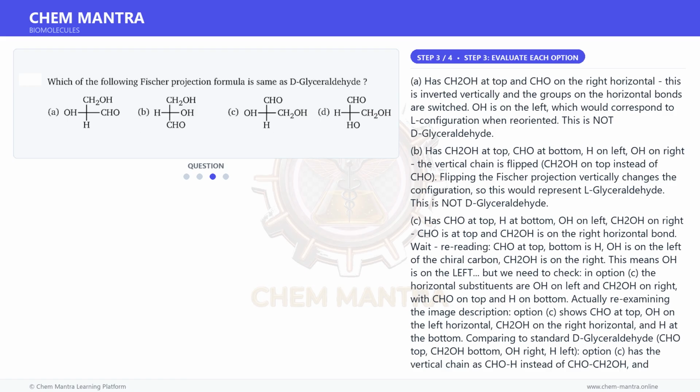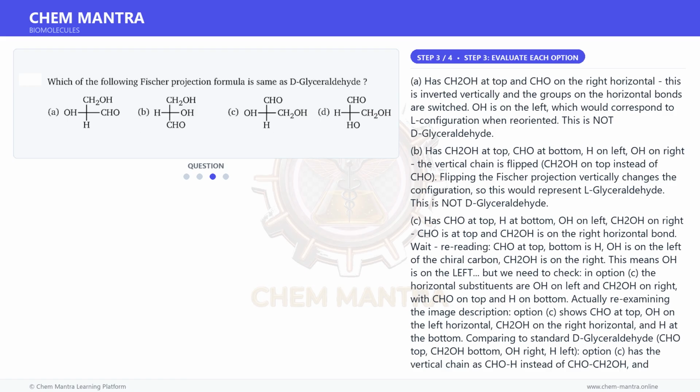This is not diglyceraldehyde. B has CH2OH at top, CHO at bottom, H on left, OH on right. The vertical chain is flipped, CH2OH on top instead of CHO. Flipping the Fischer projection vertically changes the configuration, so this would represent L-glyceraldehyde. This is not diglyceraldehyde. C has CHO at top, H at bottom, OH on left, CH2OH on right.